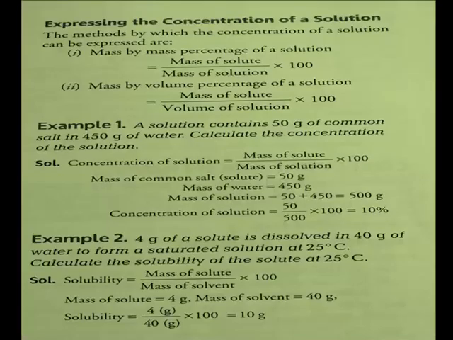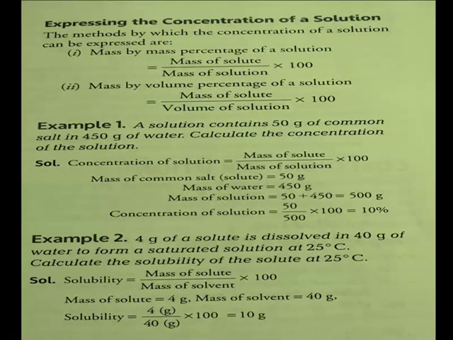We can find the concentration of a solution by two methods. First, mass by mass percentage of a solution. If we know the mass of the solute and the mass of the solution, we divide the two and multiply by 100 to find the mass by mass percentage. Mass by volume percentage of a solution can also be obtained by dividing the mass of the solute by the volume of solution and multiplying by 100.